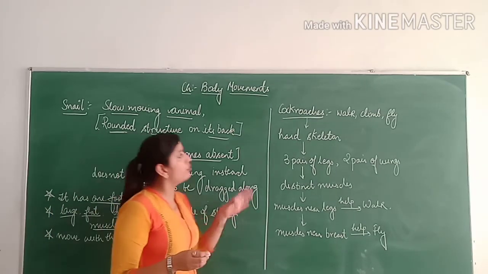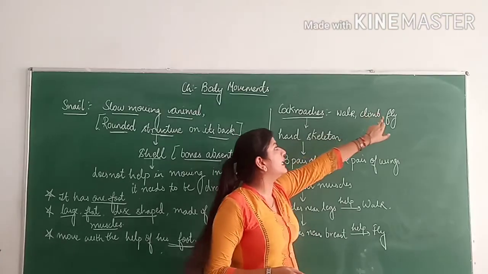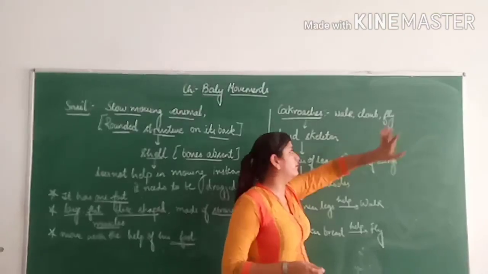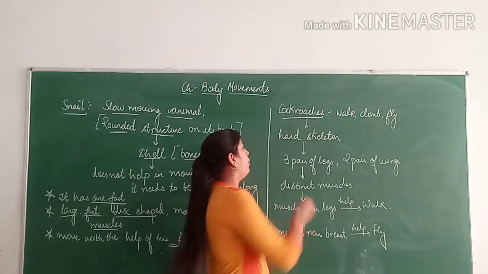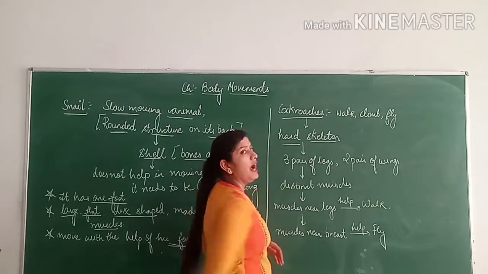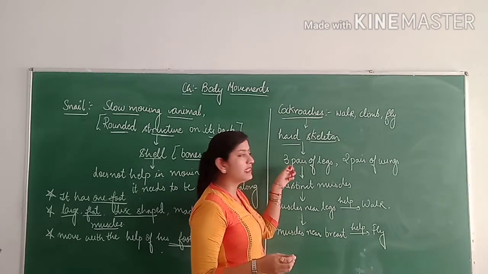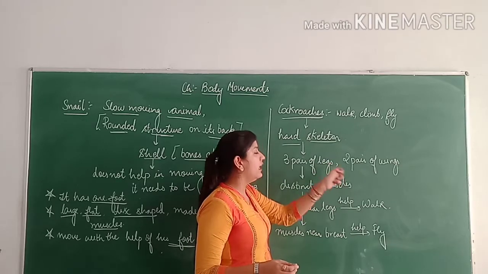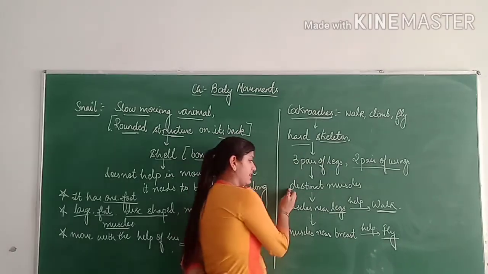Talking about the cockroach. Cockroaches can walk, they can climb, they can fly. Number two, its outer body is made up of a hard skeleton. It has 3 pairs of legs and 2 pairs of wings. Then they have distinct muscles.